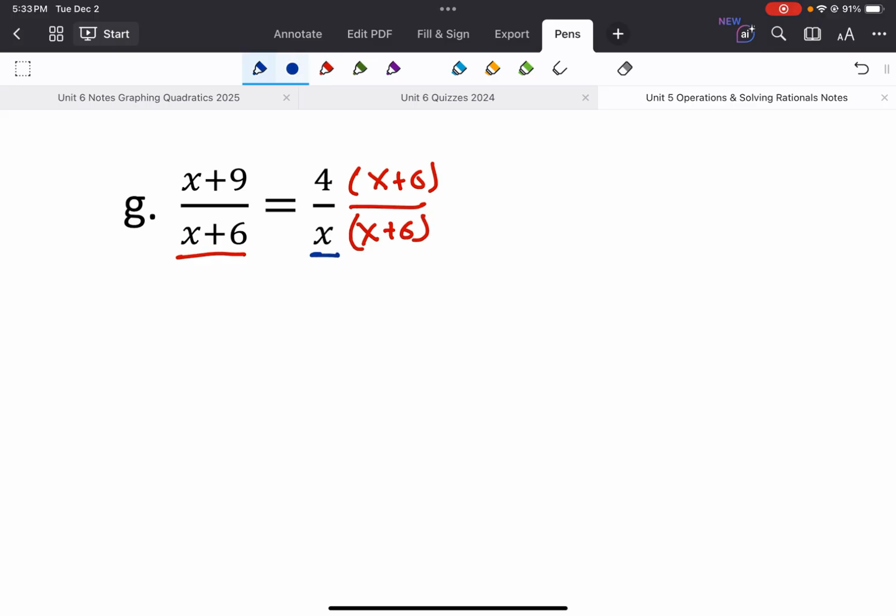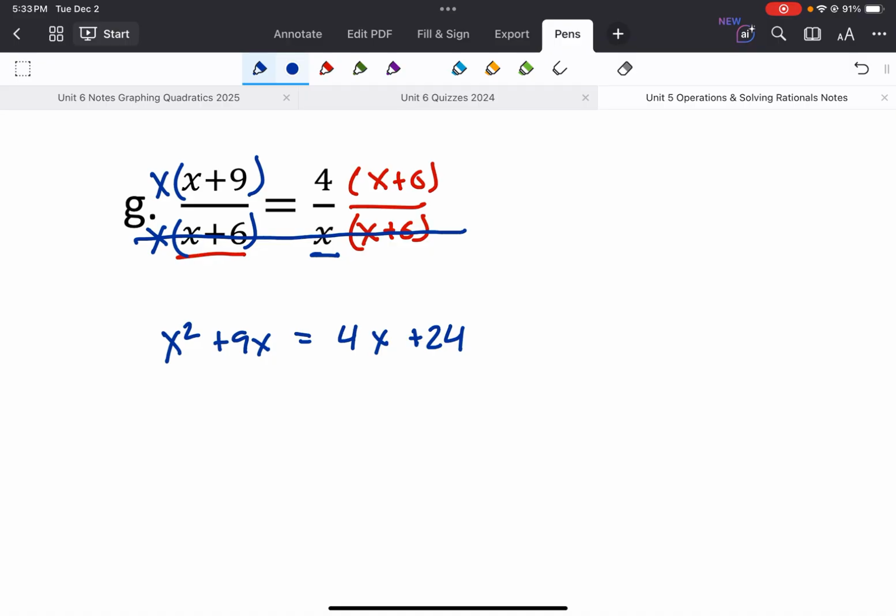This side has an x, but this side does not have an x. So now we have a common denominator. Cancel those out. We'll have x squared plus 9x equals 4x plus 24.